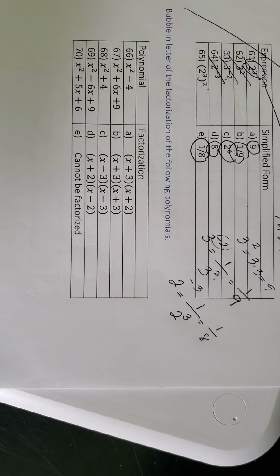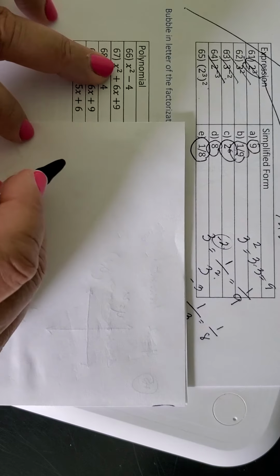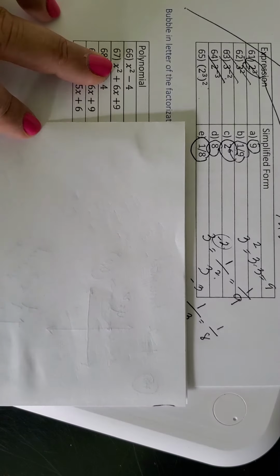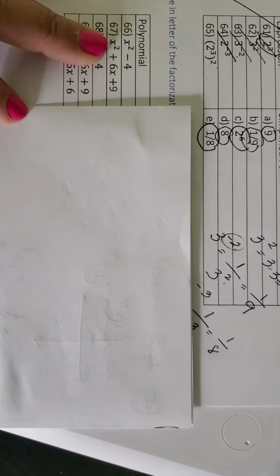They're asking you to factorize. Let me see if I can get a clean piece of paper. Let me do each one of them separately. This one is a difference of squares. How do I know it's a difference of squares? Because there's a subtraction sign, that is a difference.